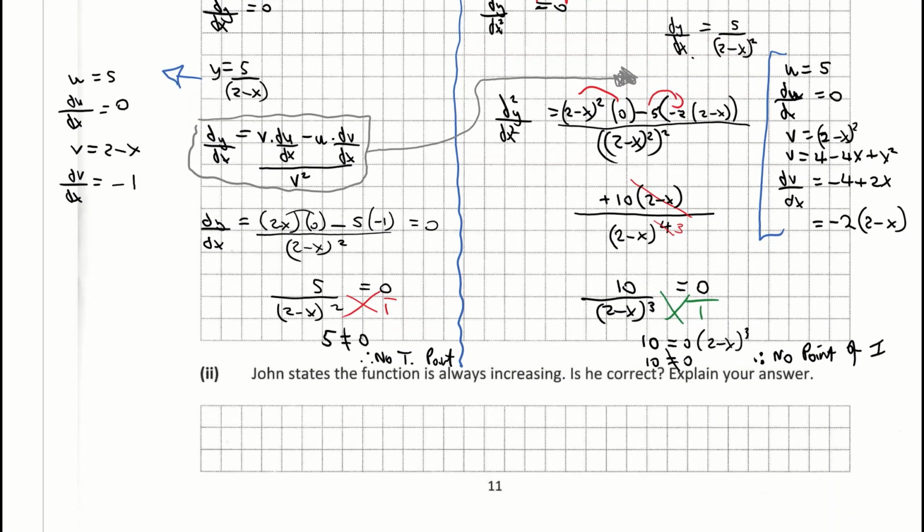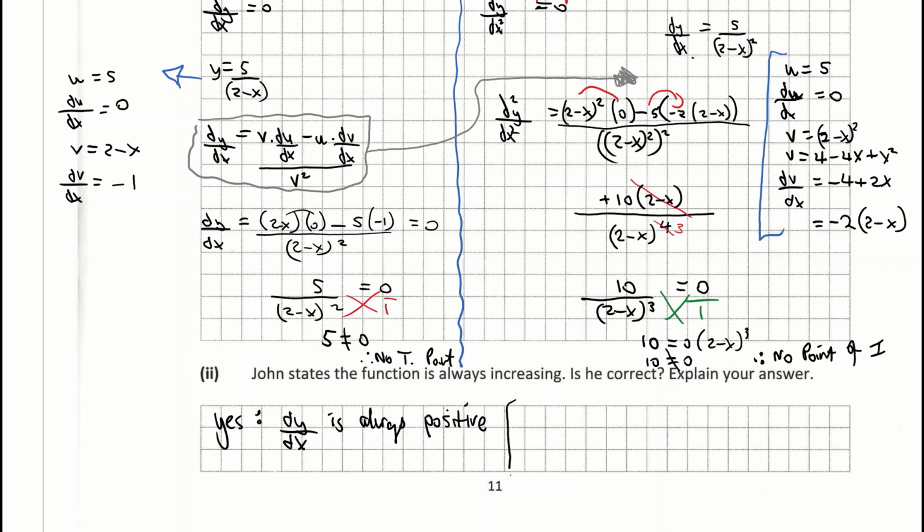Coming down into B part 2, it's only a short little one. John states that the function is always increasing. Is he correct? And explain your answer. Well, John is correct because if you look at the first derivative, dy/dx is always positive. So if the derivative is always positive, then the function is always increasing. And why is it always positive?